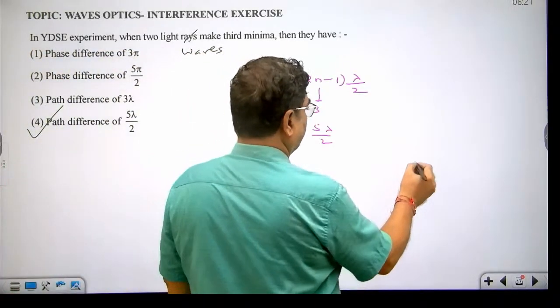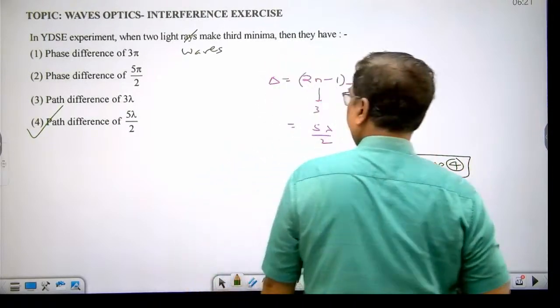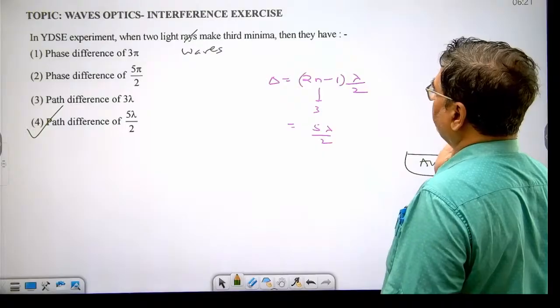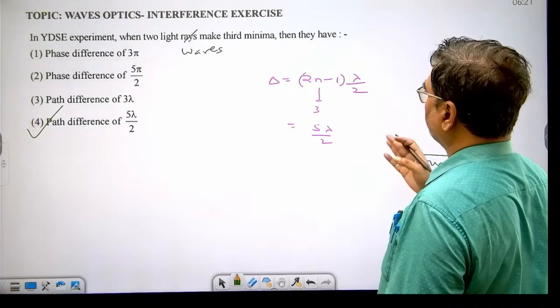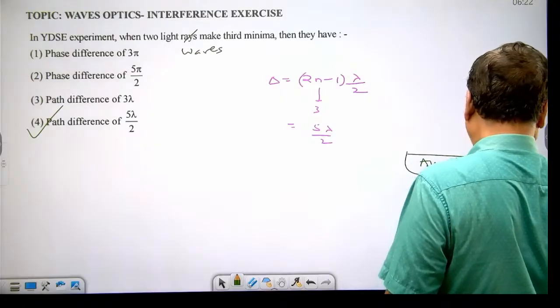Option 4 is the correct answer. Out of 4 choices, the correct choice is option 4. Or if you want to write phase difference, this is (2n minus 1) pi. So for third minima, this should be 5 pi. Okay.